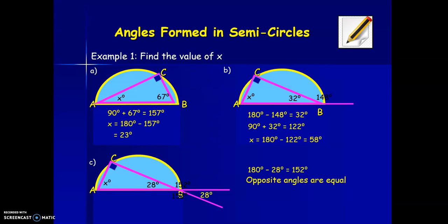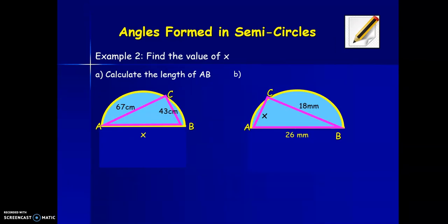Now we can add the 28 degrees to the 90 degrees to give us 118 in total, and take that value away from 180 degrees because three angles in a triangle add up to 180 degrees, and that gives us 62 degrees.